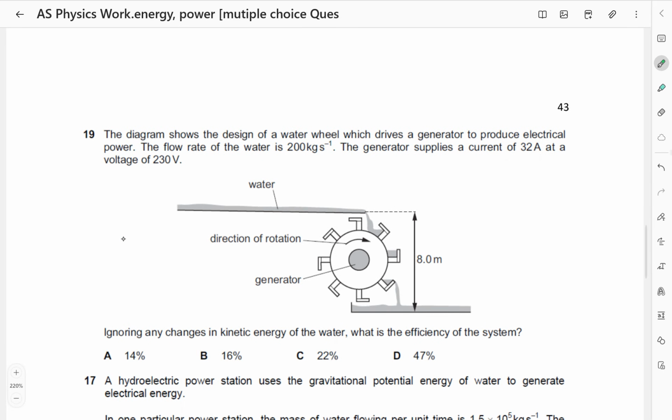The diagram shows the design of a water wheel which drives a generator to produce electrical power. The flow rate of the water is 200 kilograms per second. The generator supplies a current of 32 amperes at a voltage of 230 volts. Ignoring any changes in the kinetic energy of the water, what is the efficiency of the system?